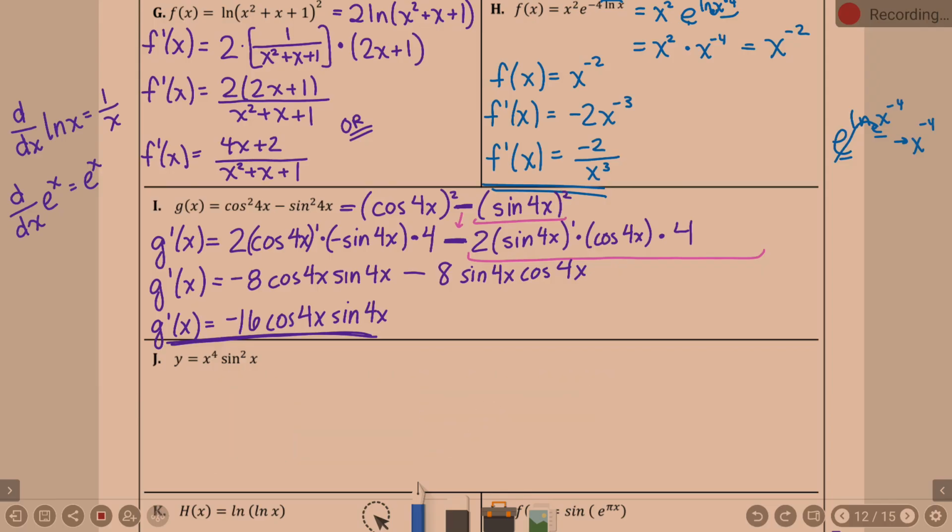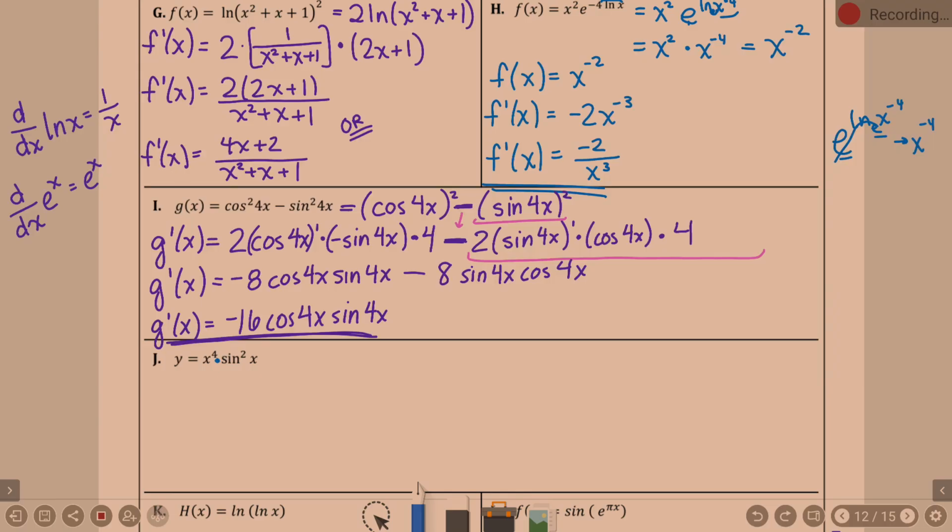Difficulty is increasing. On J, let's talk about it before we do it. y equals x to the 4th sine squared x. There's multiple issues going on here. What do we see? There's no obvious outside. Okay. And as we look at this, is this all just one function? No. We have to realize that this is x to the 4th times sine squared x.